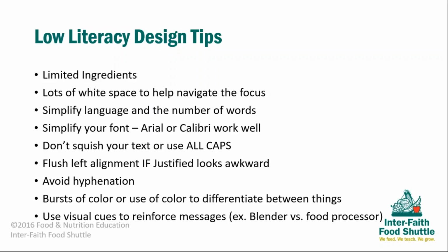And then add some bursts of color or use of color to differentiate different things. So if I have maybe a box that contains all the components for a dressing, I may have that as one color. And then the salad ingredients itself I may have as a separate color box. So you can see that your different elements of the recipe are also characterized by different colored boxes of ingredients. Use visual cues to reinforce messages, things like a picture of a blender versus a picture of a food processor, so they know which equipment item they're going to need to use.